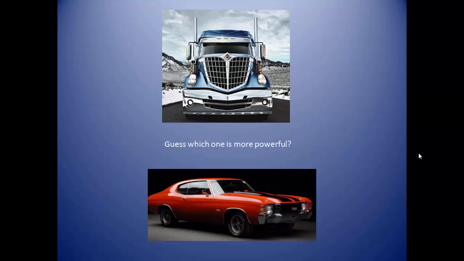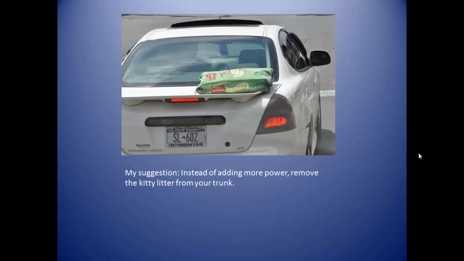So I'm sure you can tell that the Semi is more powerful than the muscle car. But the muscle car wins the race. Why is that? Because the Semi usually is loaded down with tons of weight. So, my suggestion, instead of throwing money at getting more horsepower for your computer, remove the kitty litter from your trunk, so to speak. So, how do you remove weight from your computer?